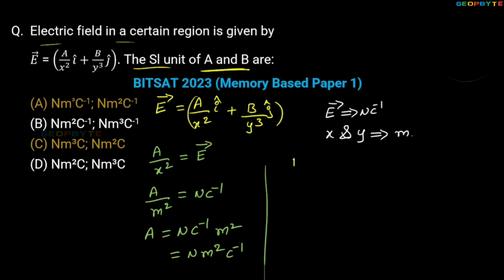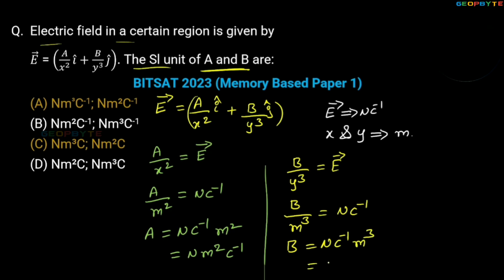Similarly, B by Y cube SI unit must be equal to E bar unit. From this, B by Y is in meters. Meter cube equal to N C power minus 1. Therefore, B equals N C power minus 1 meter cube, which can be arranged as N meter power 3 C power minus 1. That is the B unit, right? So, A unit is N meter power 2 C power minus 1, and B is N meter power 3 C power minus 1.